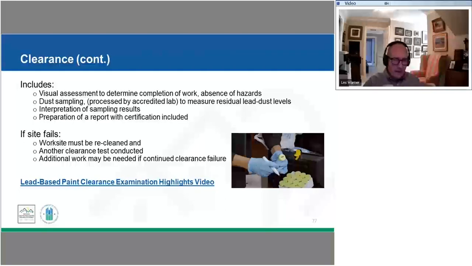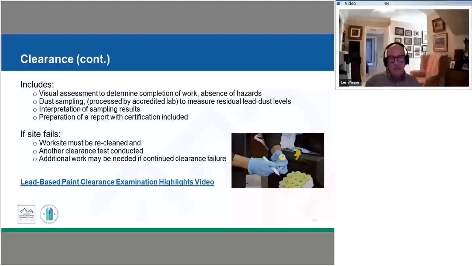And we will be looking at our scope of work, looking at all those areas where work has been done. We talked about the fact that the contractor would be doing a wet cleaning, so they should have resolved all of the visual evidence that we would be seeing. But beyond just visual assessment, we are going to be doing dust sampling. So we're going to be using our dust wipes, labeling those, sealing them in containers. You'll see a little visual here on this.